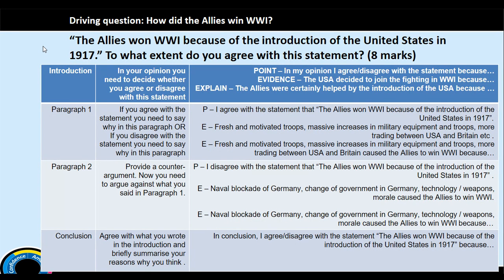Paragraph 2. Point: I disagree with the statement that the Allies won World War I because of the introduction of the United States in 1917. Evidence: the naval blockade of Germany, change of government in Germany, technology and weapons, and morale caused the Allies to win World War One.